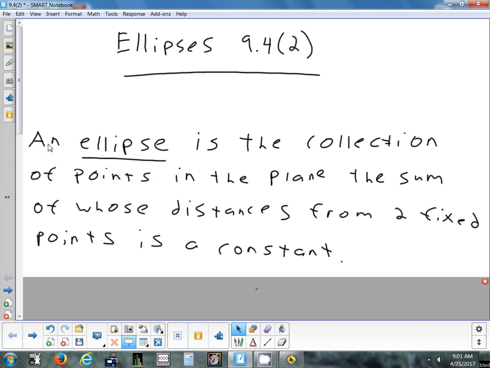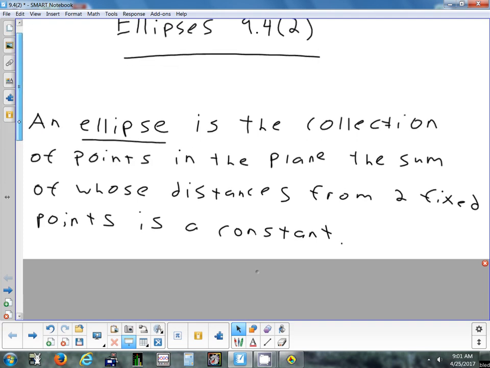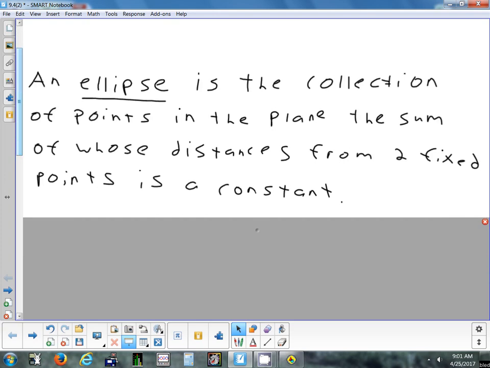So that's kind of like a circle, almost. If I was going to write the definition of a circle, I would say a circle is a collection of points in the plane that are equidistant from one fixed point. An ellipse, if you add the distances to two fixed points, it comes out the same. Okay, so we'll take a look at a picture, and I think it'll make that a little easier to understand.